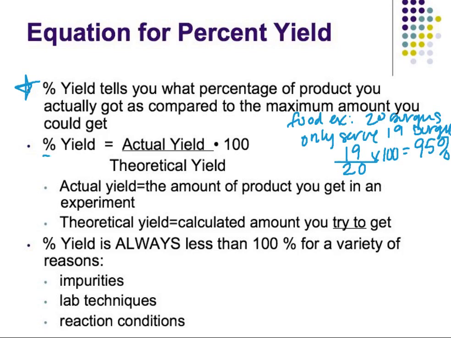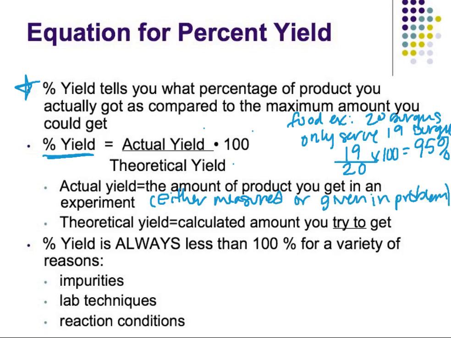So, our equation for percent yield is right here. It's the actual yield divided by the theoretical yield multiplied by 100 to make it a percent. Definition of the actual yield: the actual yield is the actual amount of actual product you actually get in an actual experiment. An actual yield will have to be either measured in an experiment, or given in the problem. So the actual yield will be an actual amount of real life stuff.